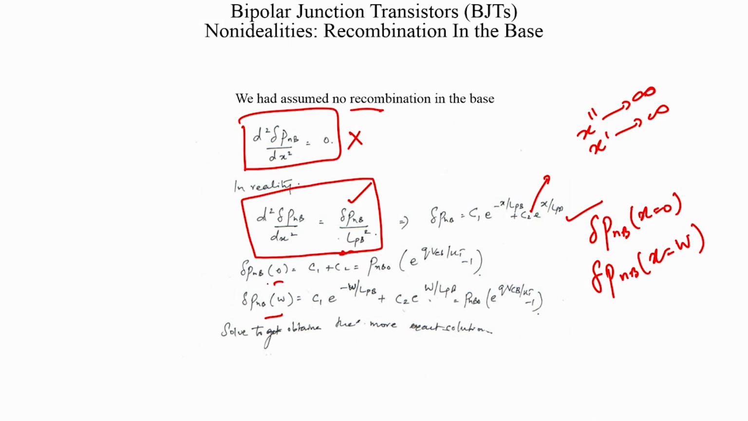And what is delta P and B at x equal to 0? It is going to depend on the emitter to base voltage. So, in case the writing is not clear, it is the emitter to base voltage. And in the case of delta P and B at x equal to W, it is the same term, but it is going to have the collector to base voltage, which is a reverse biased junction, okay.